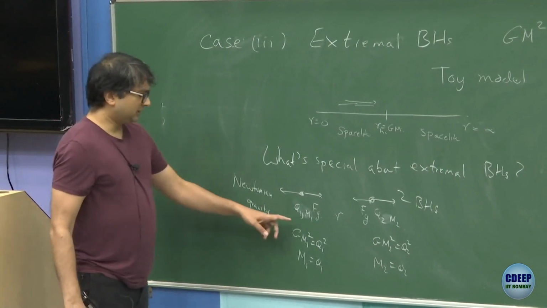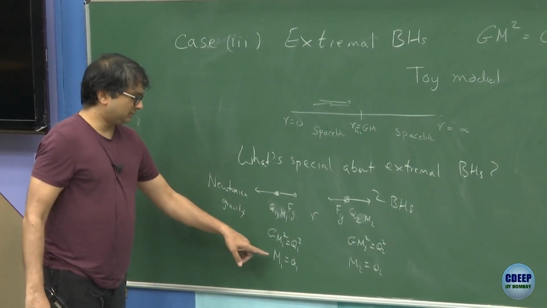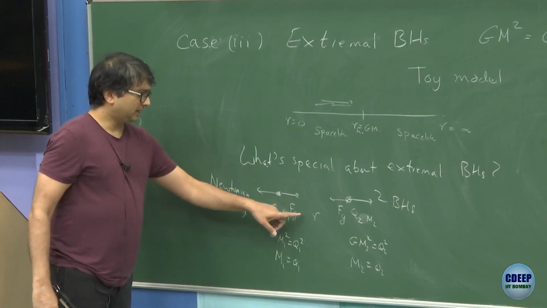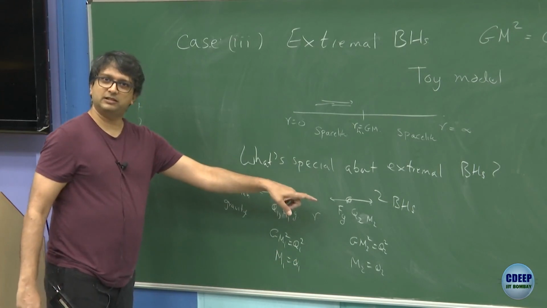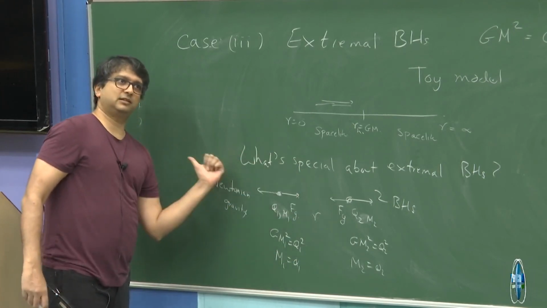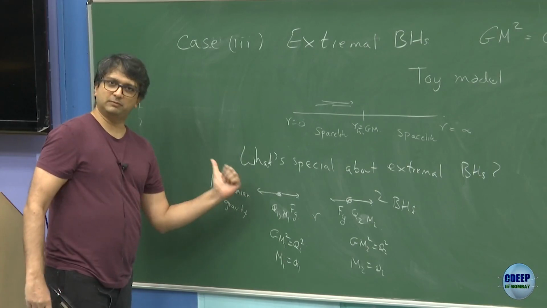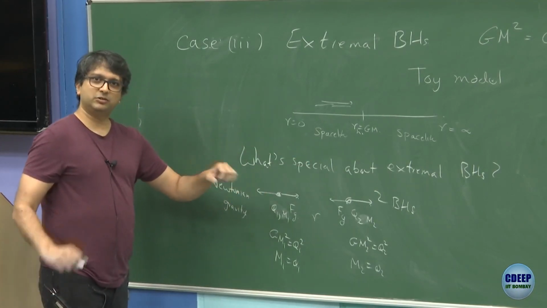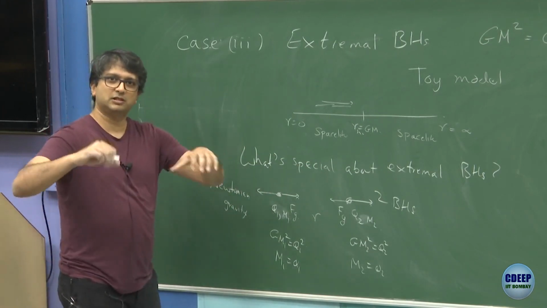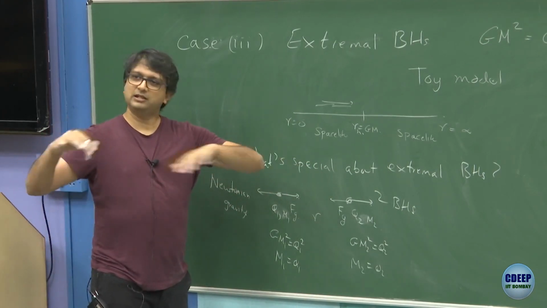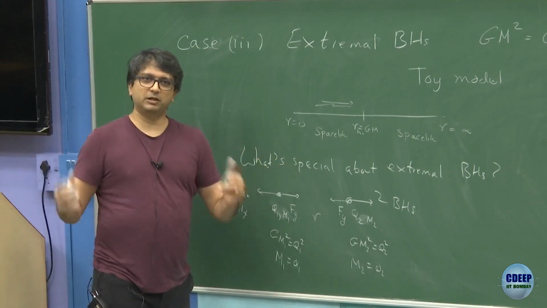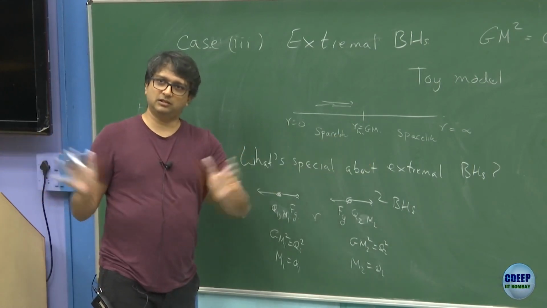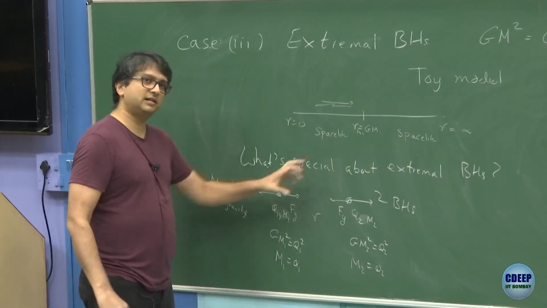Now the point is that for an extremal black hole where the mass and charge are equal, the force of attraction due to gravity will exactly balance the counter force due to Coulombic repulsion. So this configuration will actually be stable. You'll be able to set up black holes at any distance from each other and they will be perfectly stable, because their gravity which is attracting them will exactly balance the Coulomb repulsion. So they'll stay at exactly the same place.